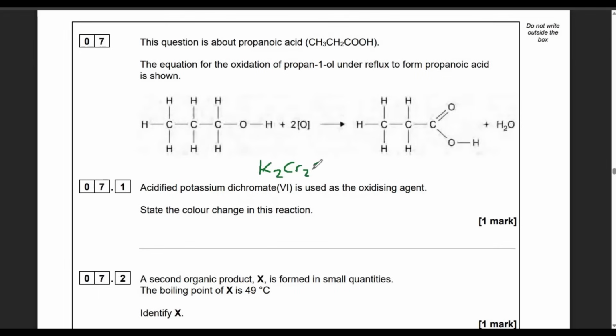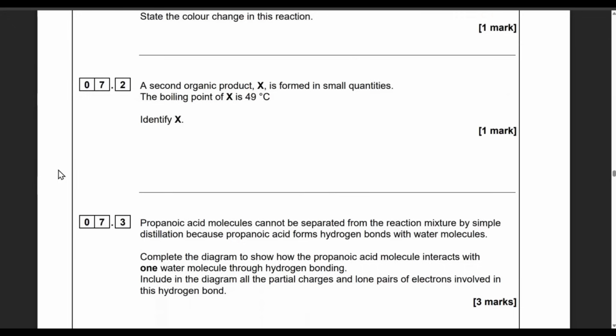So potassium dichromate(VI), the chromium ions are +6. Obviously, oxygen is -2. Times that by 7, you get -14. K, potassium is group 1, so +1, and that leaves you with 2 chromium ions that must be +6 to make 12 and cancel that out. Now, when you use it as an oxidizing agent, it's itself reduced. It gains electrons and it goes from orange to green. So your answer is orange to green.